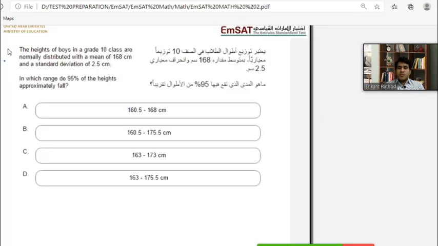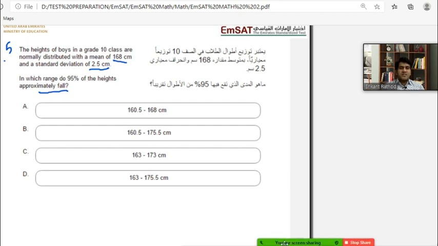All right. Question number 5. The heights of boys in a grade 10 class are normally distributed with a mean of 168 centimeters and a standard deviation of 2.5 centimeters. In which range do 95% of the heights approximately fall? This question relates to standard deviation and the normal distribution, so you need to have the concept. What do you mean by standard deviation and a normal distribution?